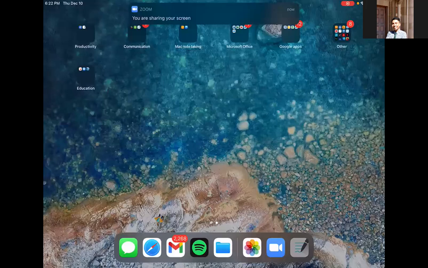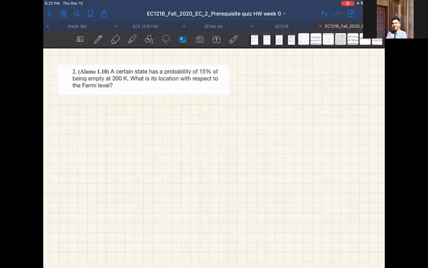Okay, cool. It works. So I was thinking of going with a little bit more of problems. The first problem is from a final for an EE2 course that my professor gave us, just because he's mean, in a later course. The question: a certain state has a probability of 15% of being empty at 300 Kelvin. What is the location with respect to the Fermi level?